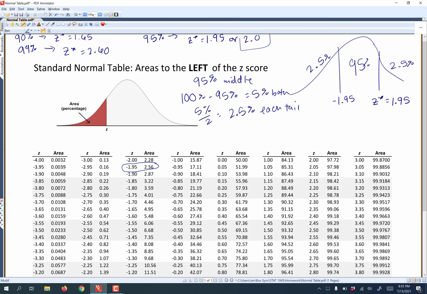But that's how you can find z star for any confidence level: you always draw the picture, put 95% in the middle or whatever you have, figure out how much is in each tail, and then come find the z value on the table.